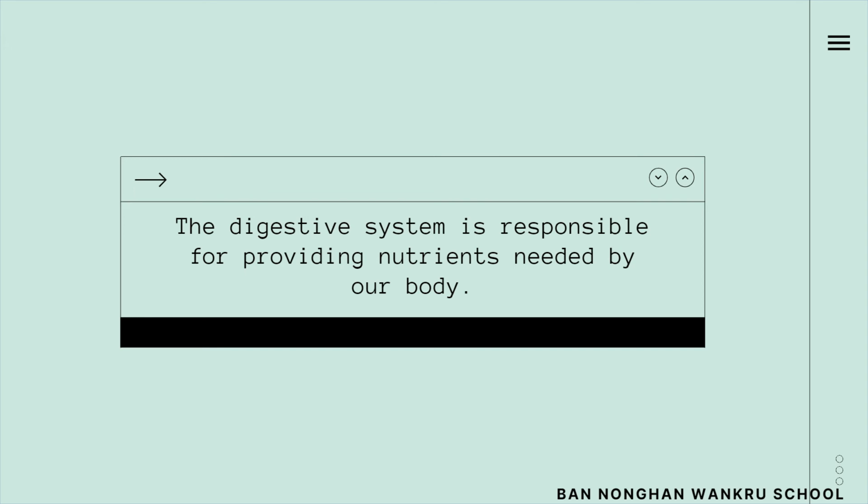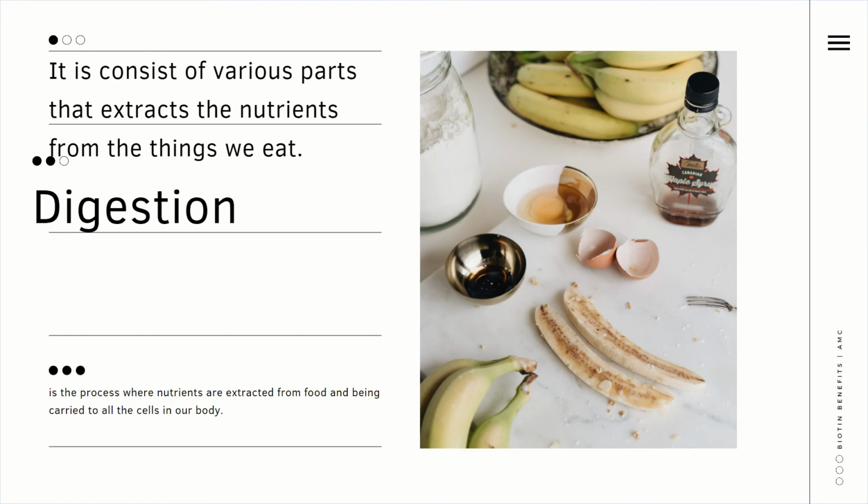The digestive system is responsible for providing nutrients needed by our body. So all the nutrients like carbohydrates, proteins, fats, and minerals are processed by the digestive system before they can spread into our body. How amazing is that? Okay, so the digestive system consists of various parts that extract or separate the nutrients from the things we eat.